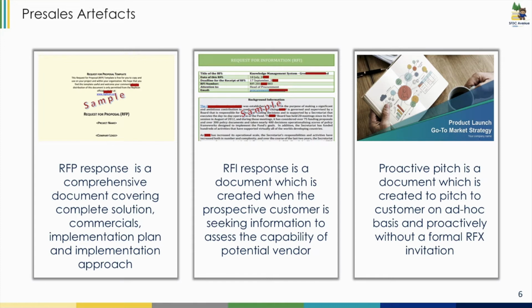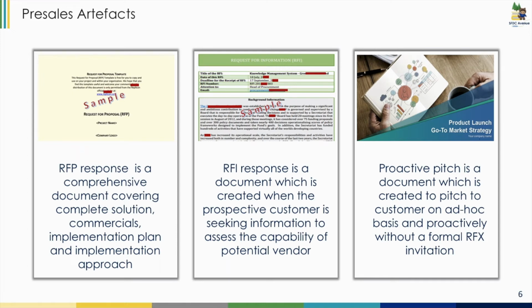then commercials, our credentials, and might contain any other relevant topic that we see as a fit. Second is the RFI response document. This document is created when any prospective customer is trying to seek information about our capabilities. Typically, it will cover company information and credentials, then our practice capabilities, our relevant experience in that area, our success stories that we have done in the past, customer references, and any other relevant topics.